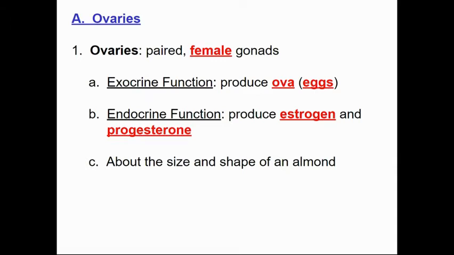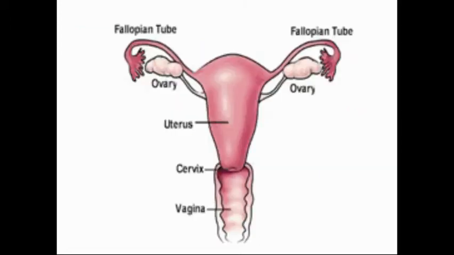And that is going to work its way into a series of tubing. So that's going to be the fallopian tube. And that's what makes it exocrine, the fact that it is in some tubing. The endocrine function is the production of hormones, which are absorbed directly into the blood. That is the estrogen and the progesterone. The size of an ovary is about the size and shape of an almond.